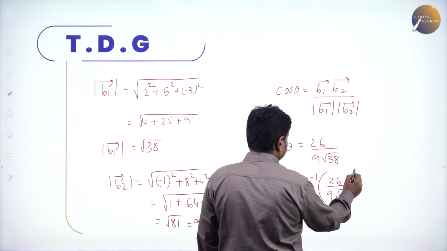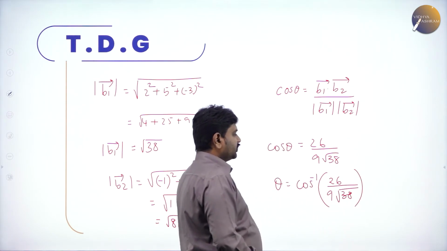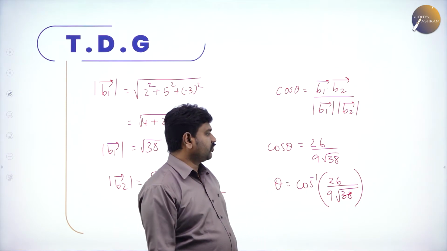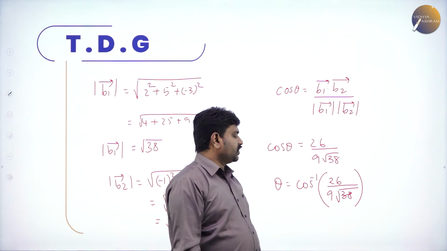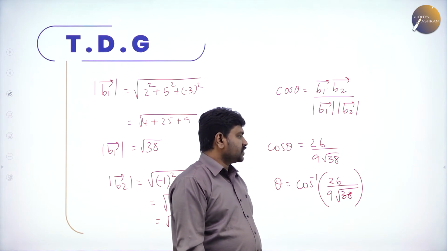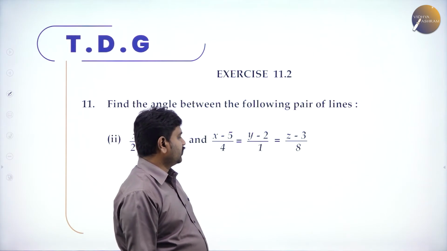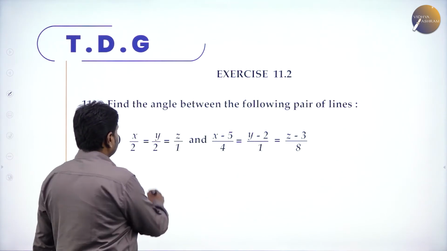Further, if you want, check whether 38 is a multiple of a perfect square. Is it divisible by 4? No. Is it divisible by 16? No. So it's not a multiple of a perfect square. Leave it. Then the same logic you can apply here directly.